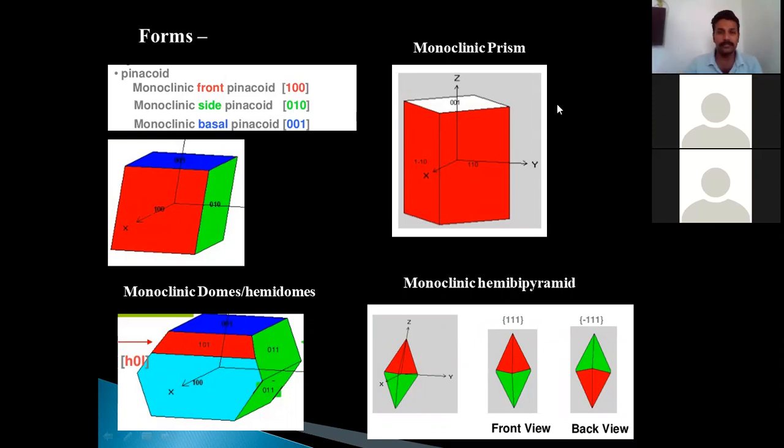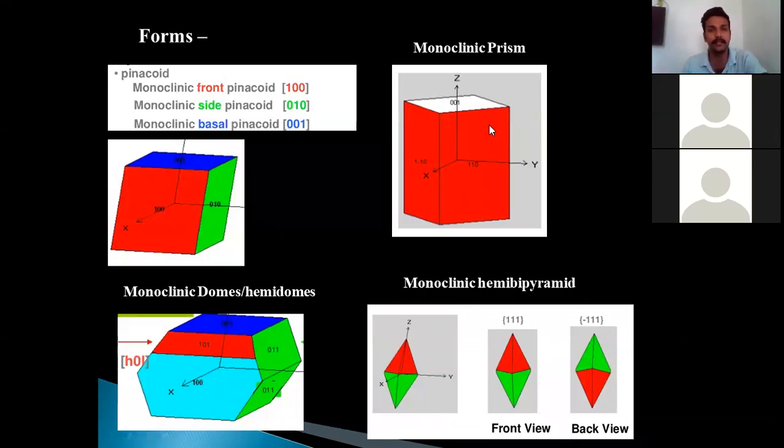Then we have the monoclinic system. Okay, sorry, the monoclinic prism. We have seen prisms in tetragonal, orthorhombic. Okay, now this is the monoclinic prism as well. You can see the picture over here. Again, the 1 1 0, 0 0 1. You can easily understand how the axes are intercepting the respective faces.